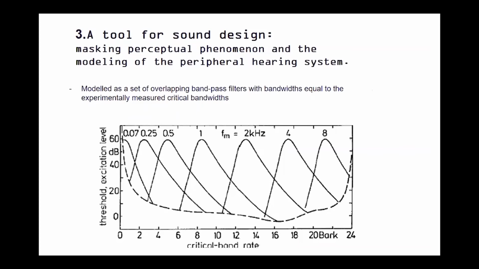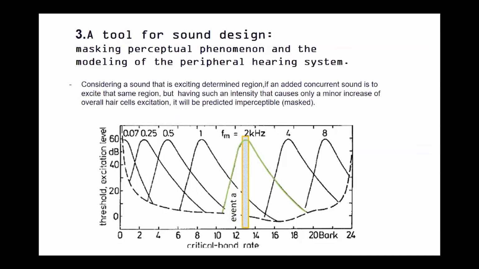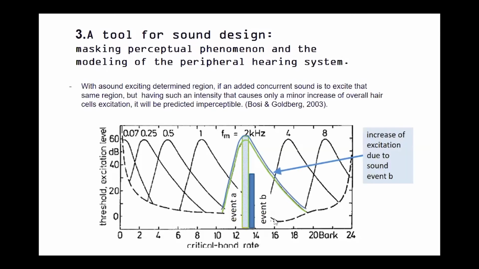seen here. So what happens? Once again, we have an event at a determined frequency that excites a determined region in the basilar membrane. If we have an event that excites the very same region, but at an intensity such that it doesn't result in a significant increase of excitation, our brain won't detect it. This is the phenomenon of masking.